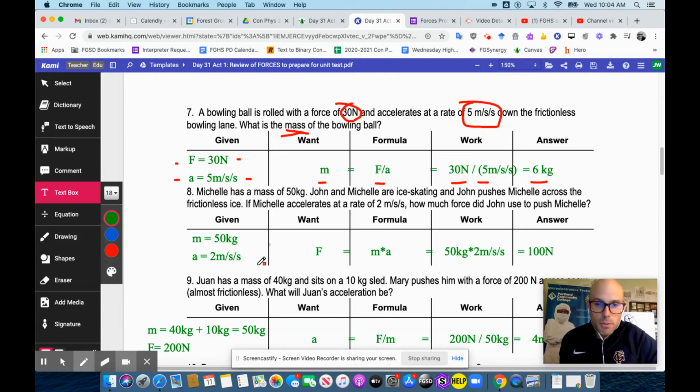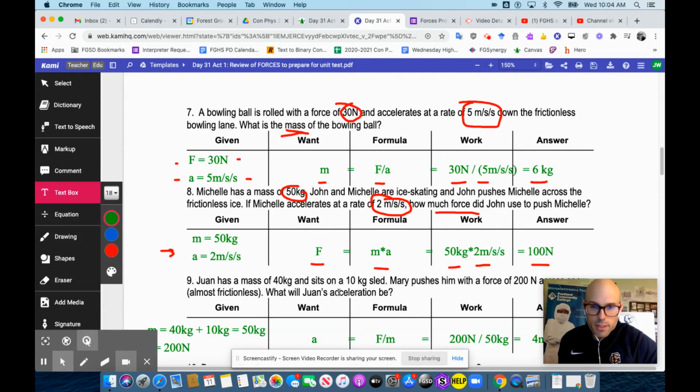Okay, similar process down here. Michelle has a mass of 50 kg. John and Michelle are ice skating, and John pushes Michelle across frictionless ice. Michelle accelerates at a rate of 2 meters per second. How much force? So we're looking for force. Here's what we were given. The formula is mass times acceleration. So 50 kg times 2 meters per second is 100 newtons, because newtons are the units of force.